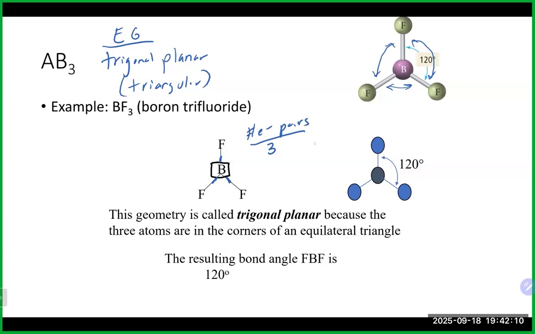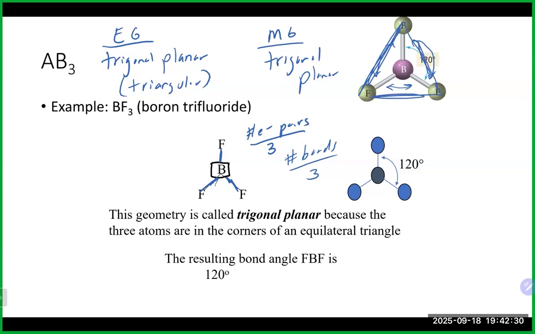And what ends up happening is when we look at how many bonds it has, 1 bond, 2 bonds, 3 bonds, it creates a molecular geometry that's also trigonal planar. It basically creates an equilateral triangle. And once again, both the electron pair geometry and molecular geometry are going to be the same because each of those electrons are bonding electrons. So as they move, so do the atoms, and they end up in the same location.